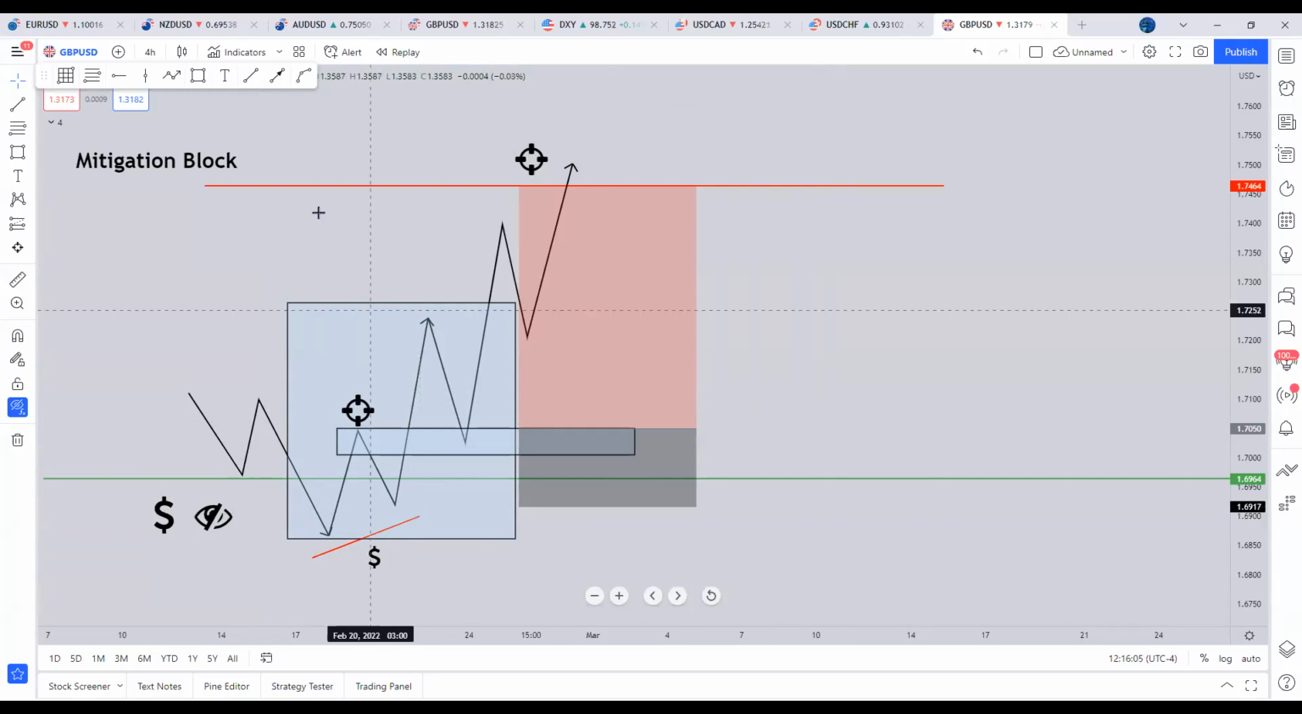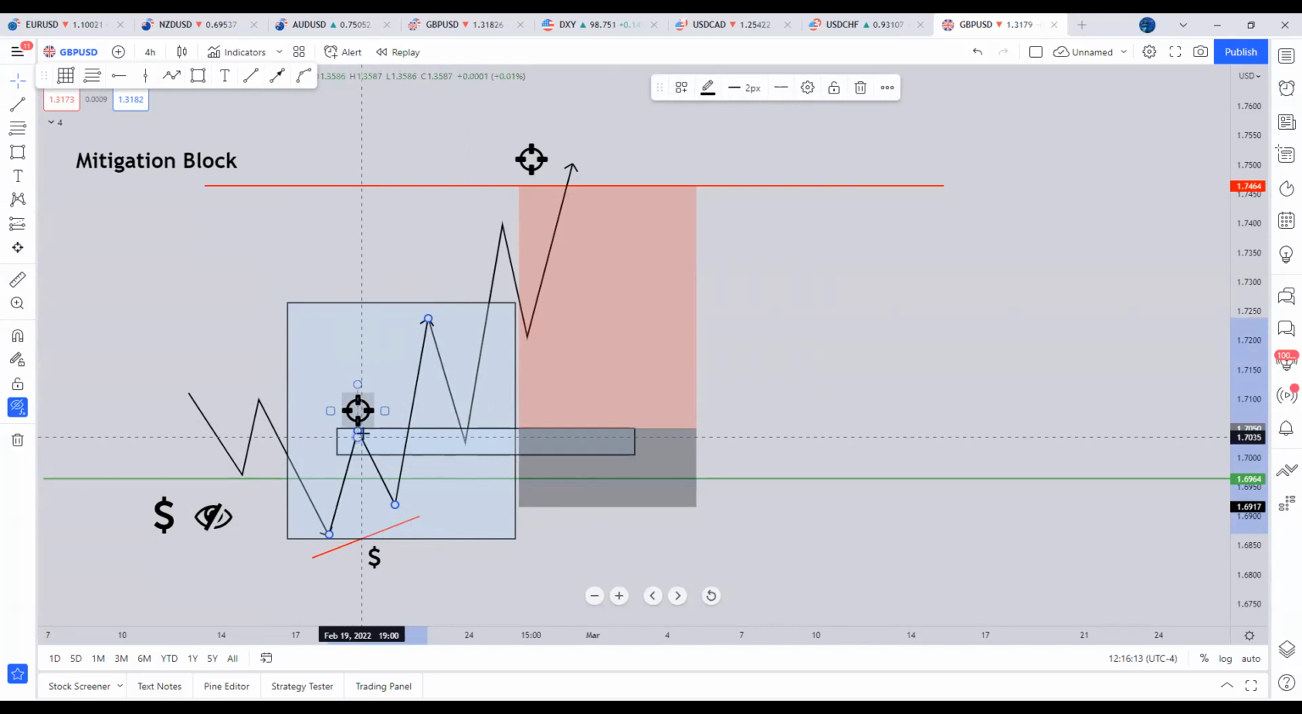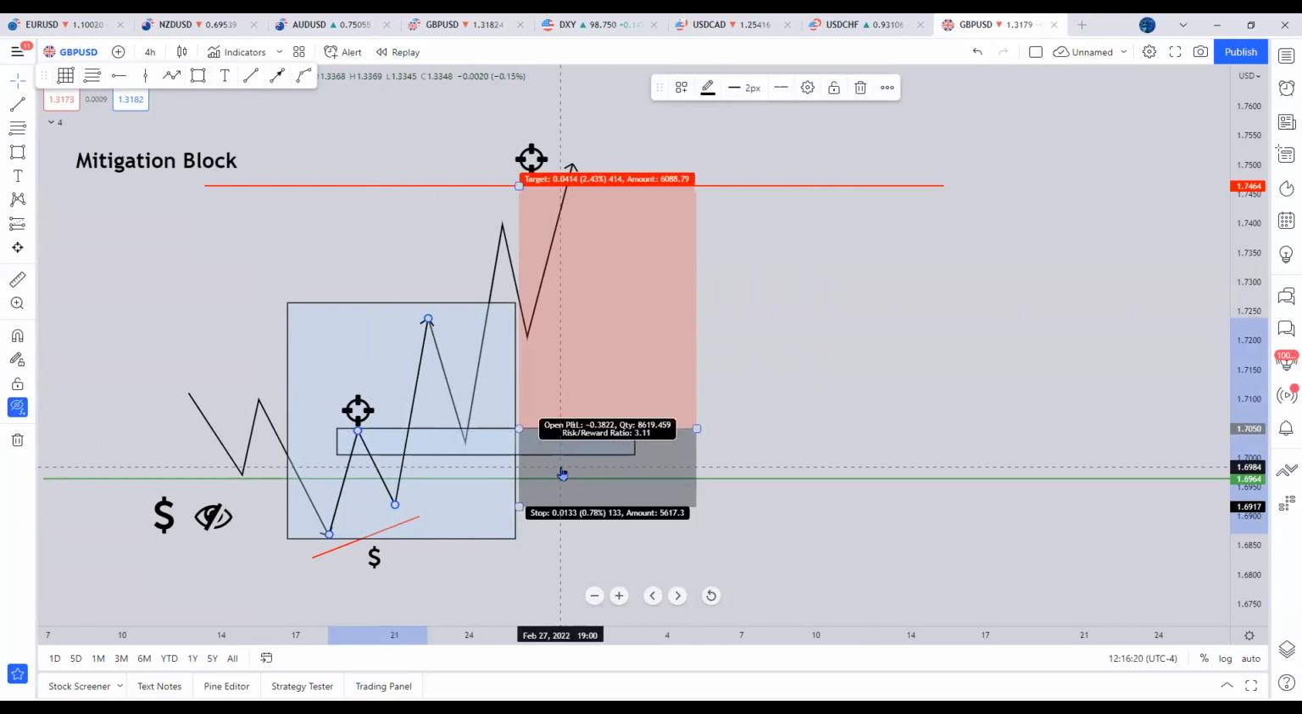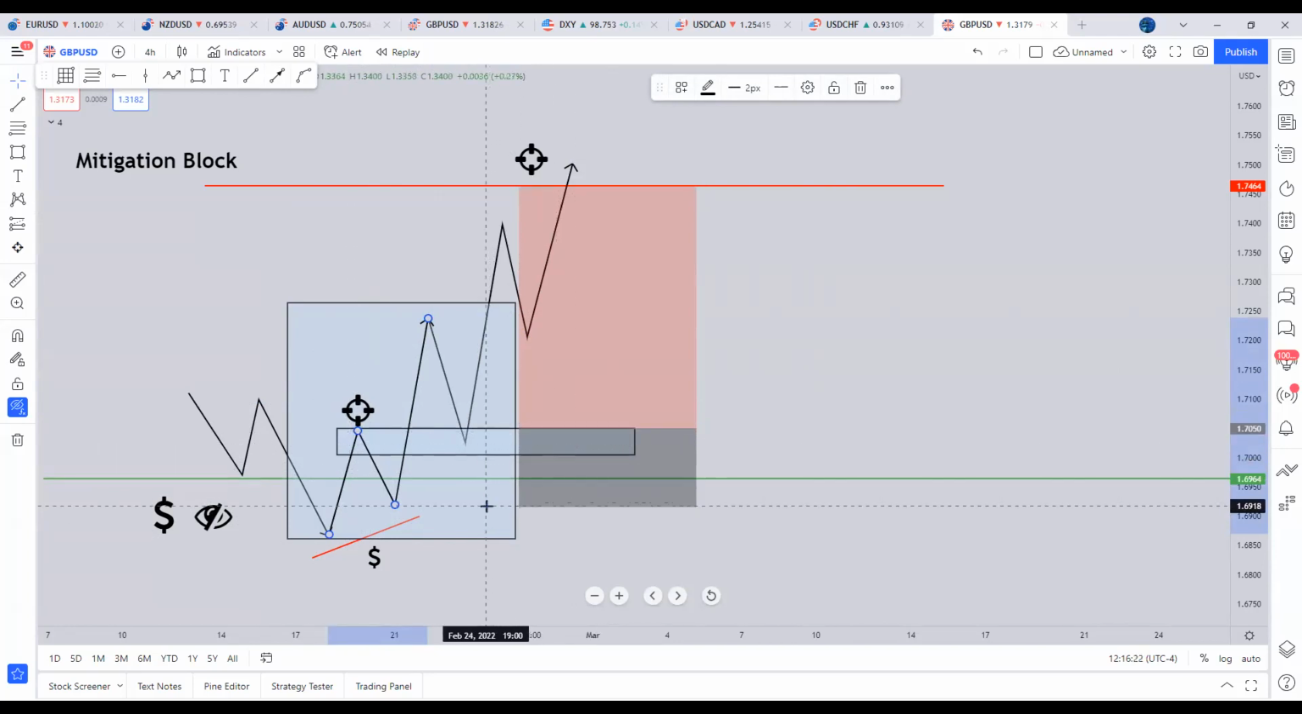Yeah, so you're supposed to enter after the mitigation has happened. This is the mitigation happening right here. Price comes up, and now price comes back to take this point, right? That's the pattern that usually happens. And you'll take your entry right at the tip of this, and not anywhere beneath. You'll put it right here, if that makes sense.